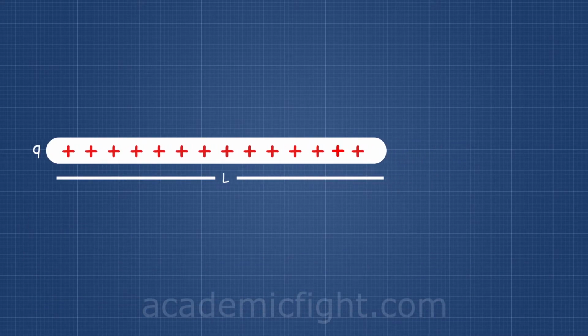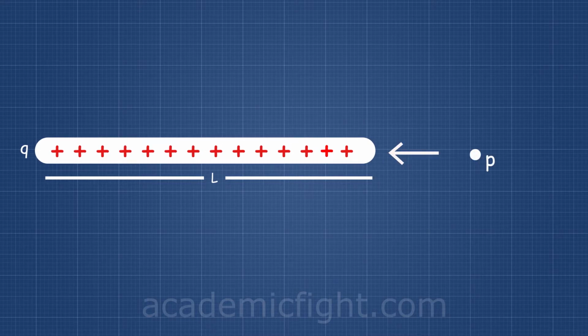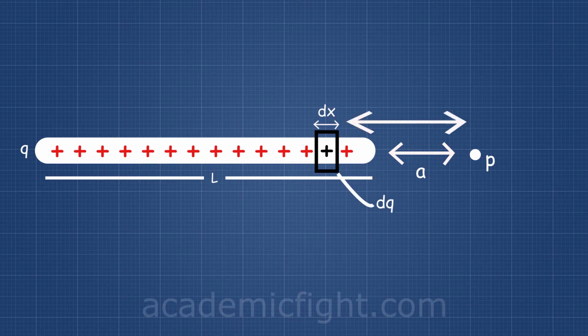Now let's say we need to calculate the electric field at a point P, which is at a distance of A. In this type of situation, what we do is take a tiny part of the rod, and calculate the electric field due to this tiny part. And to find out for the entire rod, we use integration. Now for this tiny part, let's say it has a charge of dq, and a tiny length of dx, and it is at a distance of x from point P. Because of this tiny length, it has a tiny electric field dE at point P.